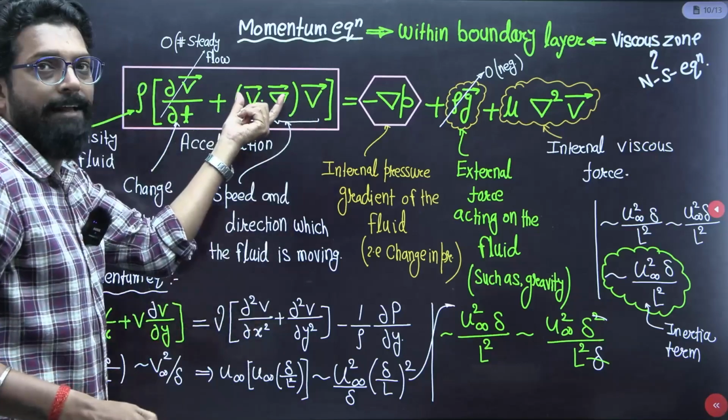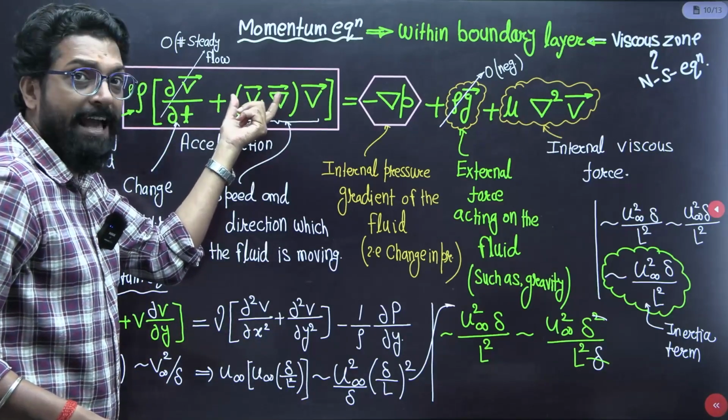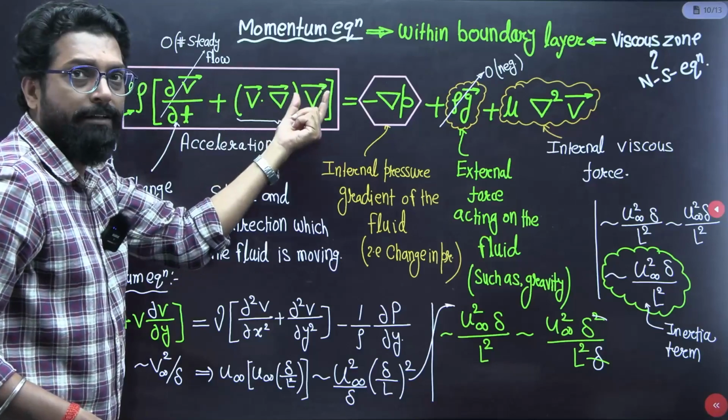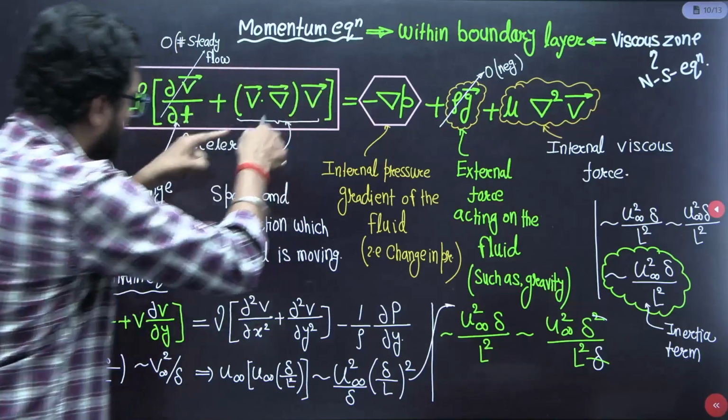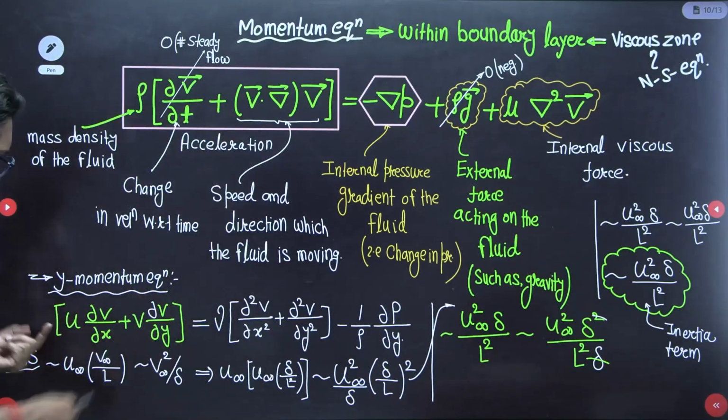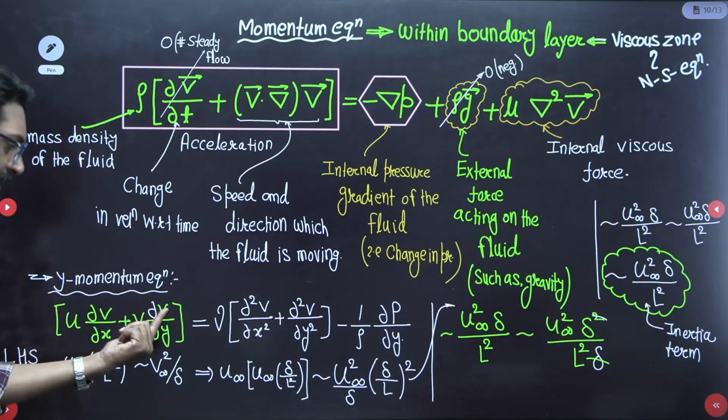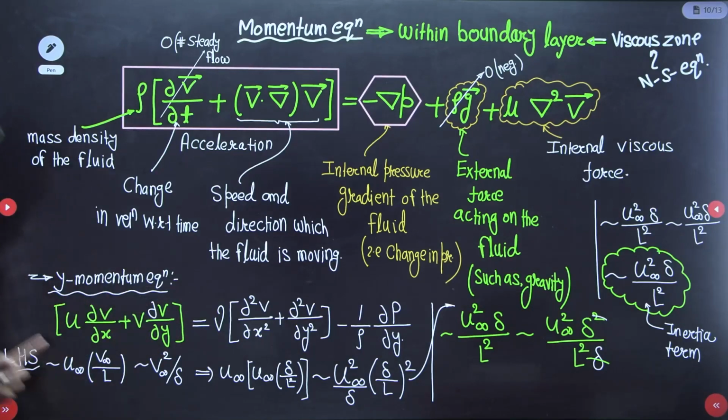So this is the v dot del, v dot del into the v vector. If you resolve this vector form into the differential form, it looks like this. Here it is the y direction momentum, so v is there. So this is the y direction acceleration term. Clear?